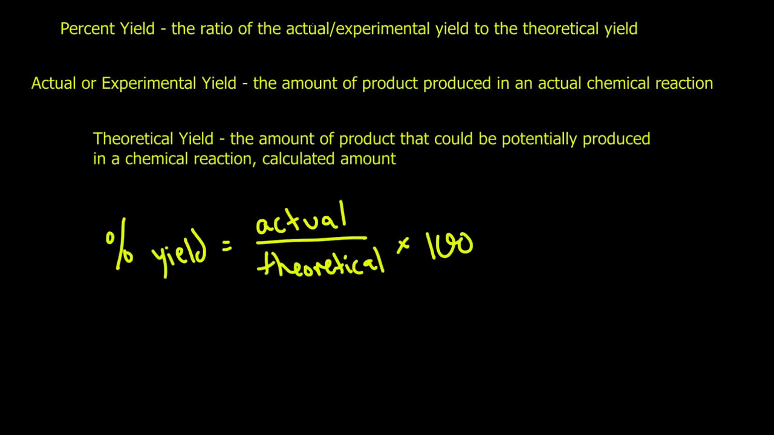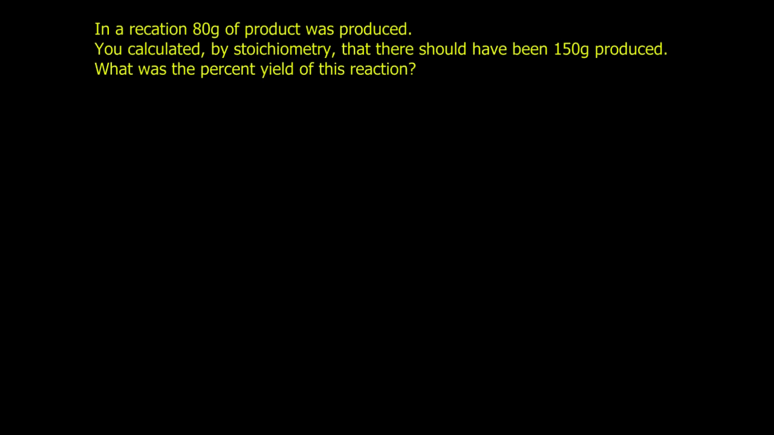So let's just take a look at an easy, simple problem. So let's say we do a reaction. And in this reaction, we produce 80 grams of product. So my actual yield, I'm just going to abbreviate actual, ACT, is 80 grams. So in my experiment, I produce some product, I take that product, put it on an analytical balance, I got 80 grams. But when we did our stoichiometry before the experiment, we went through our calculations, we went through our math, and it said we should have produced 150 grams.